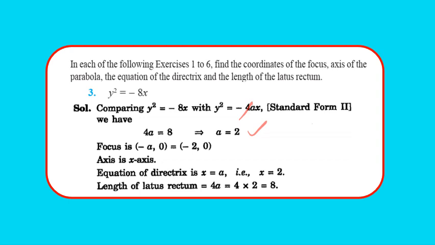The focus is (minus a, 0), that is (minus 2, 0). Axis is x-axis. Equation of directrix will be x equals to a, that is x equals to 2. And the length of latus rectum is 4a, that is 4 into 2, that is 8. Clear? So pause and note down the solution.